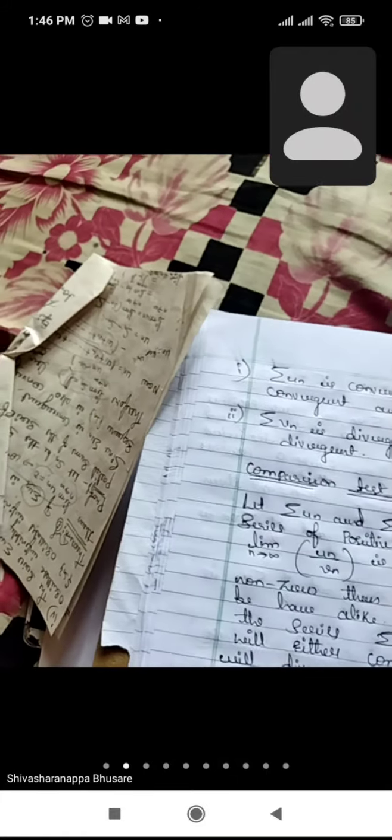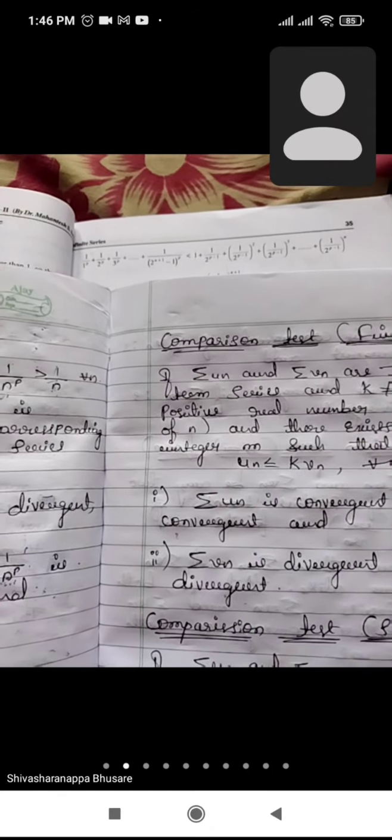Here now we have some definitions based upon this comparison test. Here we have three types of test. Before checking whether the series is convergent or divergent, we have some tests depending upon the given data. See here, comparison test, the first type.